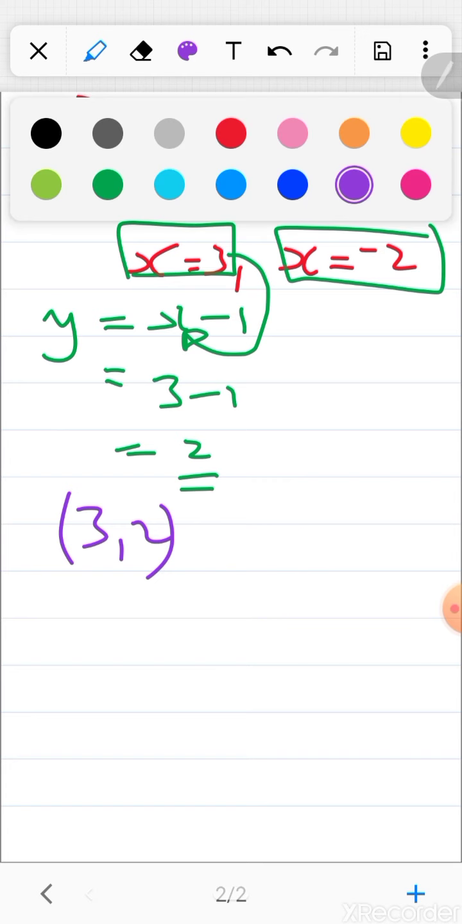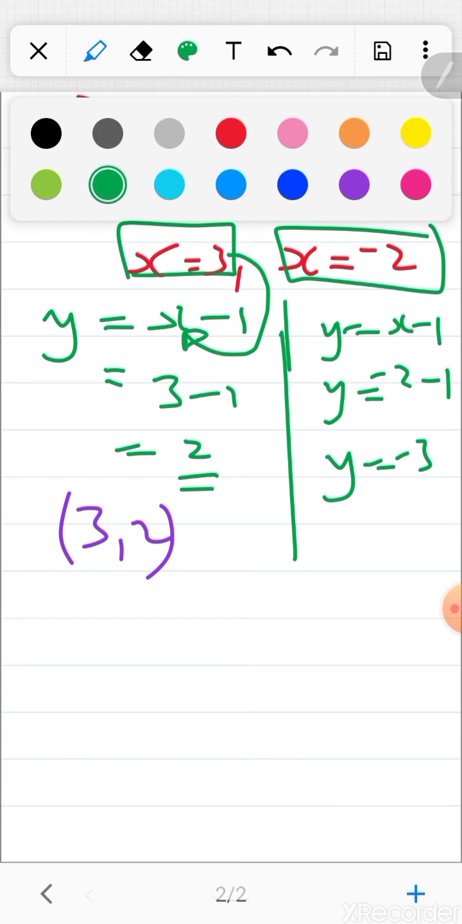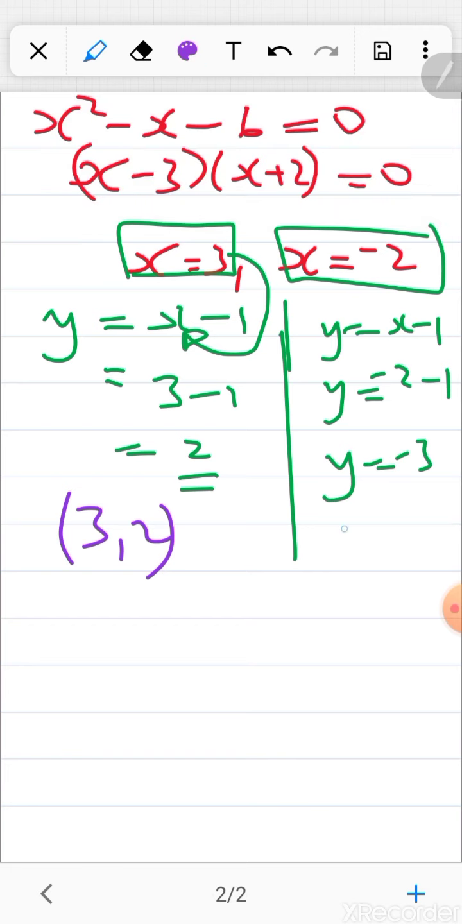How about the second value of y? When x is negative 2, remember y is x minus 1. So I have y equals negative 2 minus 1, y equals negative 3. So according to that, when x is negative 2, y is negative 3. Those are my two solution sets.